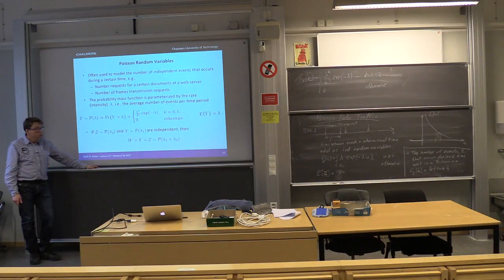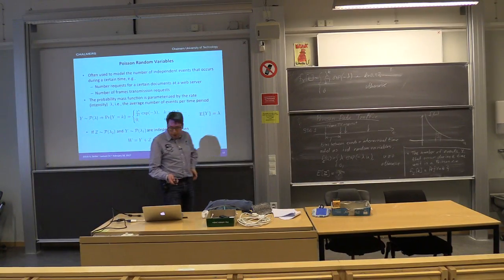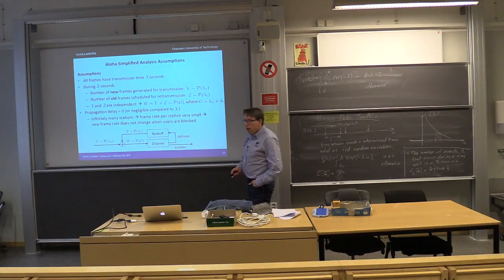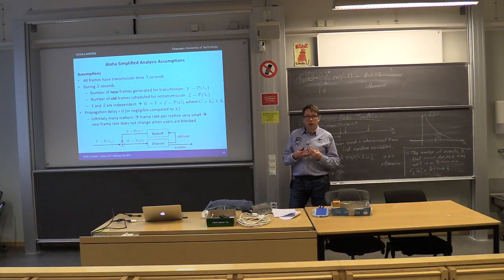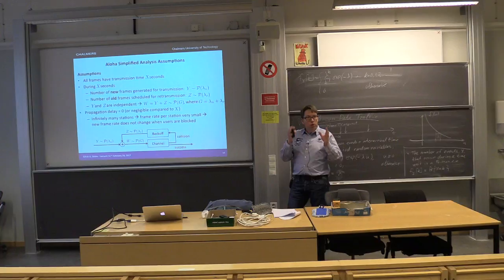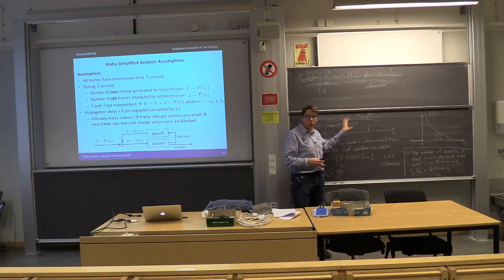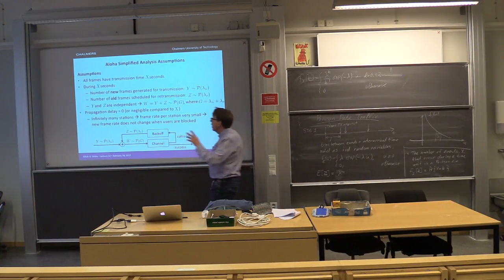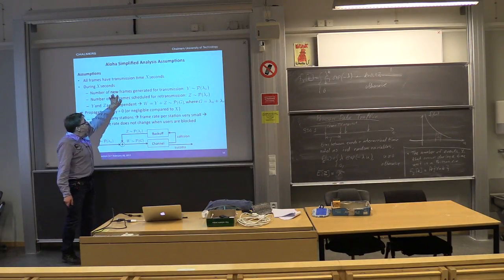Okay, so why is this useful? Because now we can make some simplifying assumptions on ALOHA: that all frames have exactly the same time duration, x, which will be our time unit. During x seconds, the number of new frames generated for transmission, let's call it y, is Poisson with a certain intensity, lambda n.